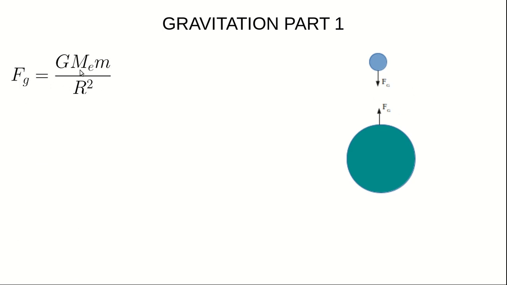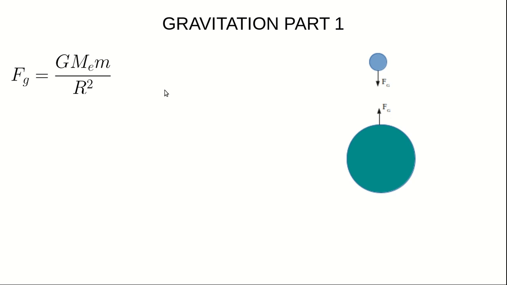Fg equals G M_E m over r squared, where r represents the distance between this body and this body. M_E is the mass of the Earth that we are considering, and the small letter m is the mass of this smaller body. G is the gravitational constant.